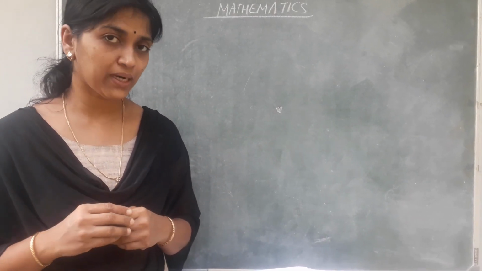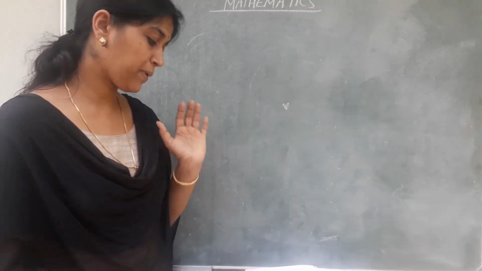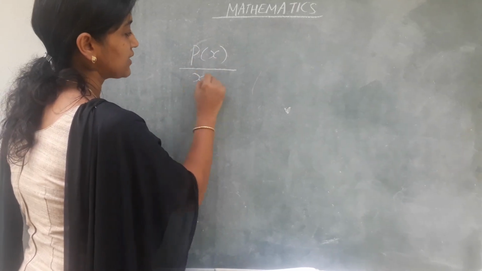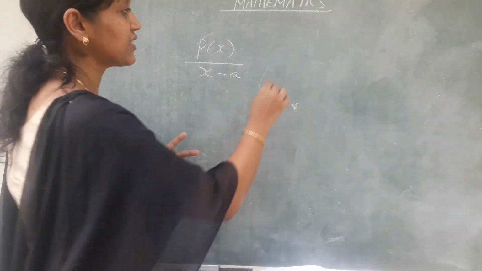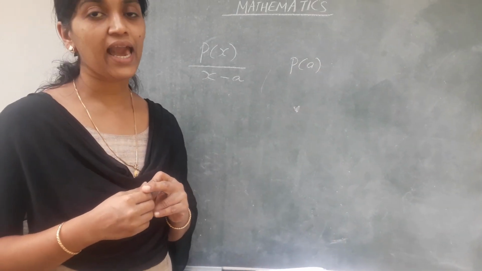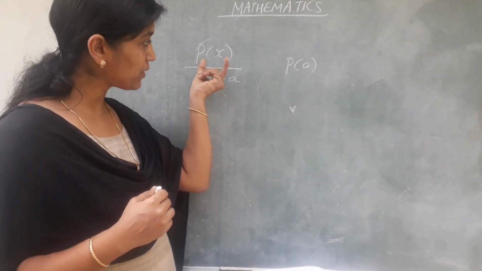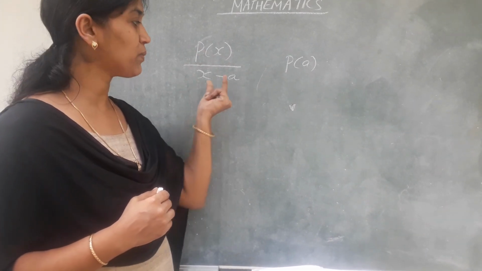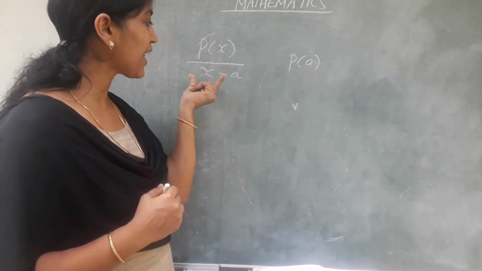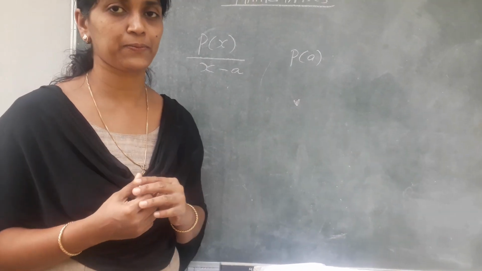Then we have studied the remainder theorem. What was the remainder theorem? When the polynomial p of x is divided by a linear polynomial x minus a, then the remainder is p of a. That was the remainder theorem. And we also studied the factor theorem. What was the factor theorem? When the polynomial p of x is divided by a linear polynomial x minus a, if this remainder is equal to 0, you can say x minus a is a factor of the polynomial. And the converse also we studied.